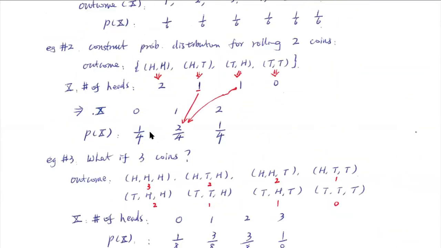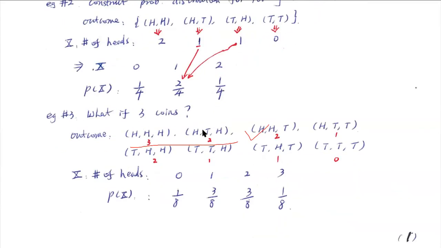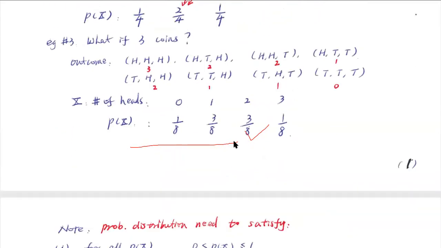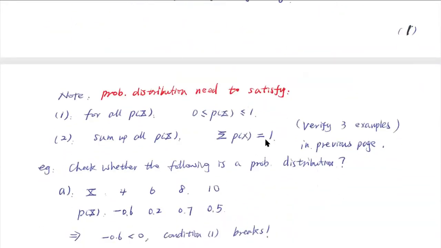Okay, so the second case, everybody, when we add all those numbers together, 1 over 4 plus 2 over 4 plus 1 over 4 is 4 over 4. Is that equal to 1? Yes, right? Similarly, the third case here, we have 1 over 8 plus 3 over 8 plus 3 over 8 plus 1 over 8. That is equal to 8 over 8, which is equal to 1. So that's the condition number 2 they have to satisfy. Whenever we add all the corresponding probabilities together, we get exactly 1.